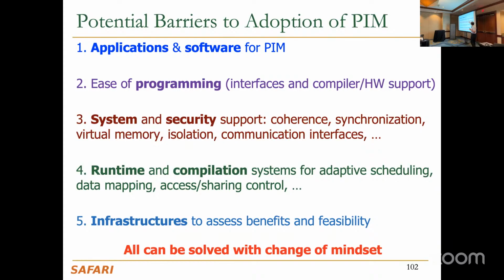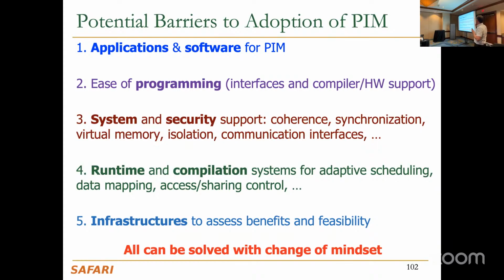What is the system and security support that's needed? There are a lot of issues like coherence, synchronization, virtual memory, isolation, communication interfaces. How do we design the runtime and compilation systems to make everybody's life easier to adopt this? And how do you enable infrastructures to assess benefits and feasibility? I think all of these are important, and there may be others as well.